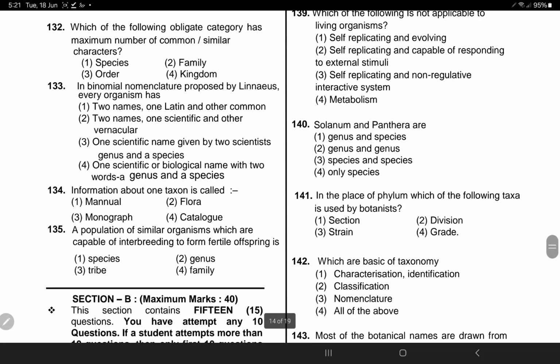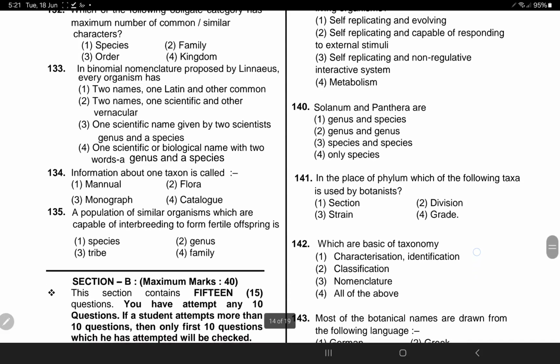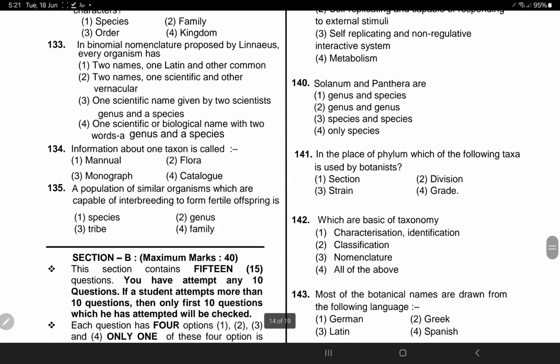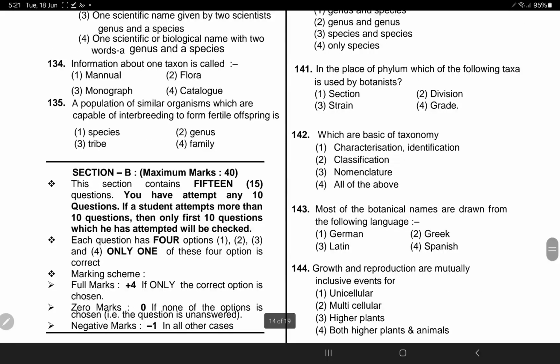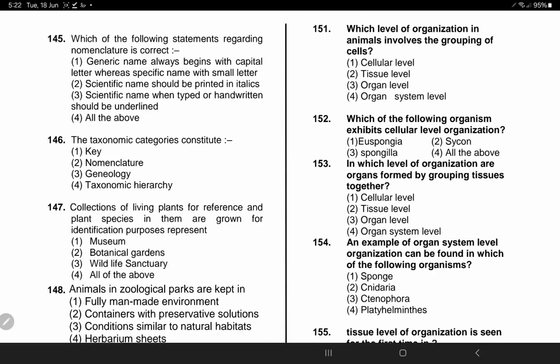Which are the basics of taxonomy? Characterization, identification, classification, nomenclature. All of the above. Most of the botanical names are drawn from the following language. Latin. Option 3 is correct. Growth and reproduction are mutually inclusive events for unicellular organisms. Option 1 is correct.